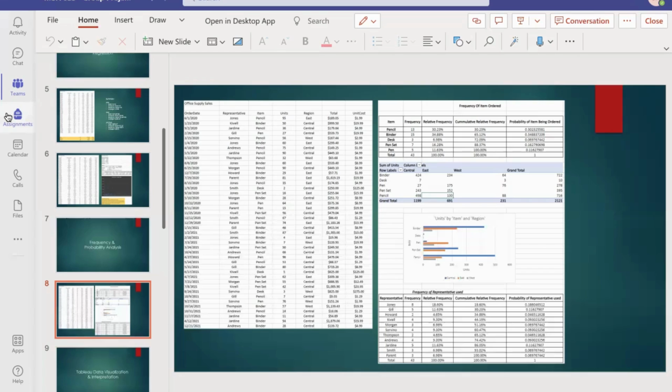The last table shows the number of times a specific representative was used. Out of the 11 different representatives, Jones was used the most with a frequency of 8 times, and Thompson and Howard were tied for the least used representatives with a total number of 2 times used.